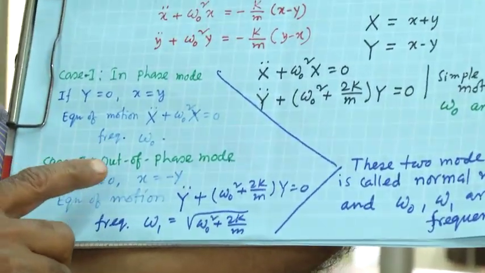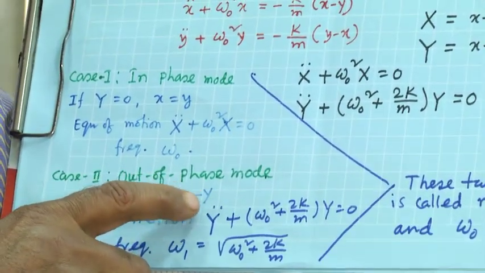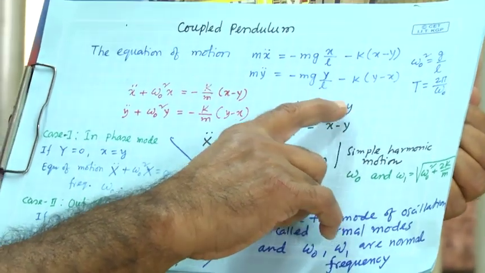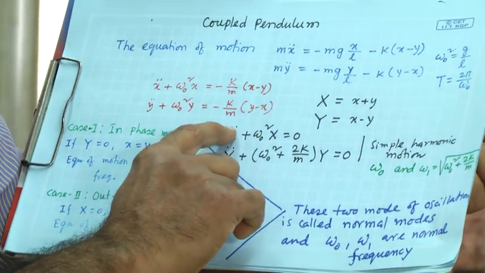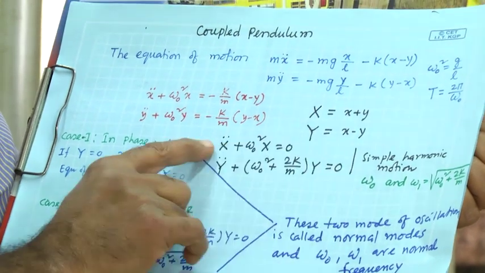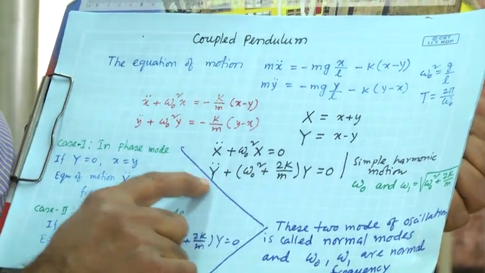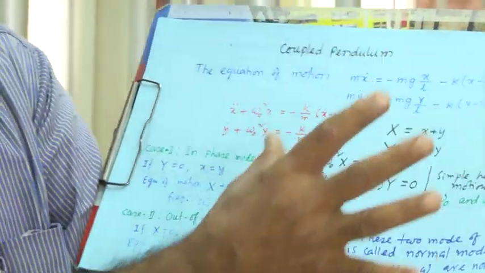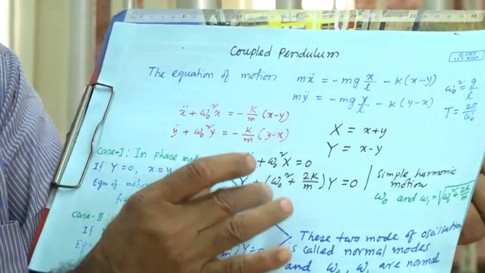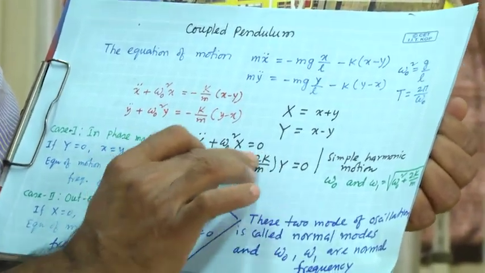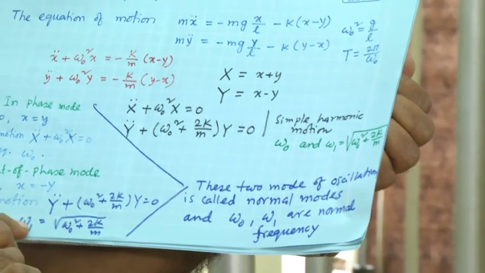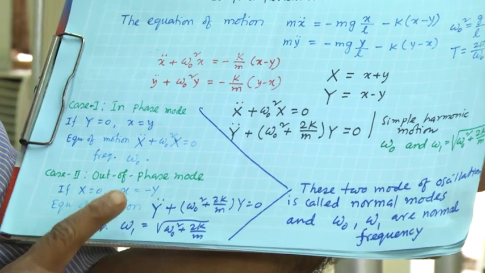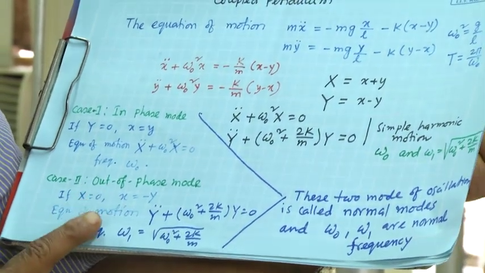If x equal to 0, then x equal to minus y, right. So, then this equation will go, only this equation will be there. That means this coupled pendulum will oscillate only with this frequency omega 1, right. So, this is an out-of-phase mode. This also we will study.